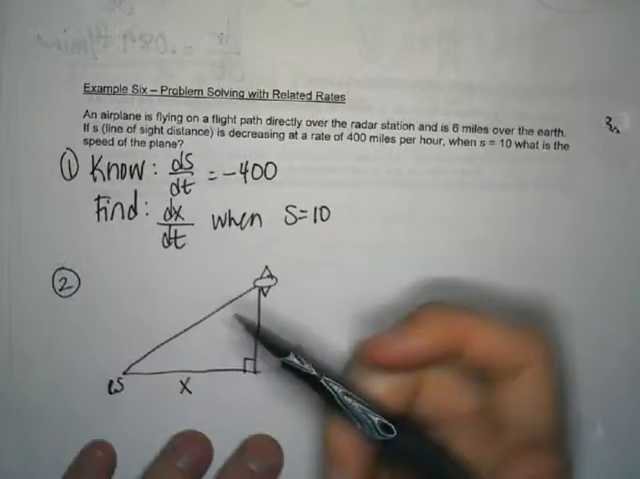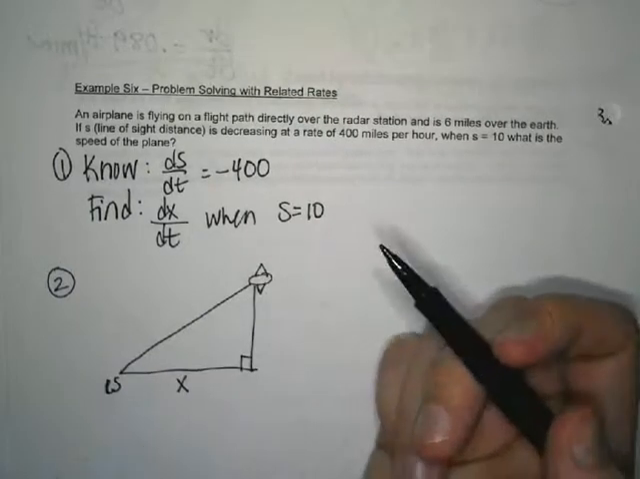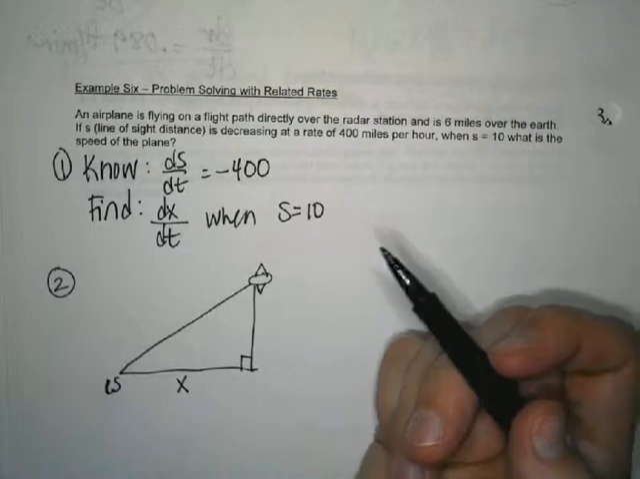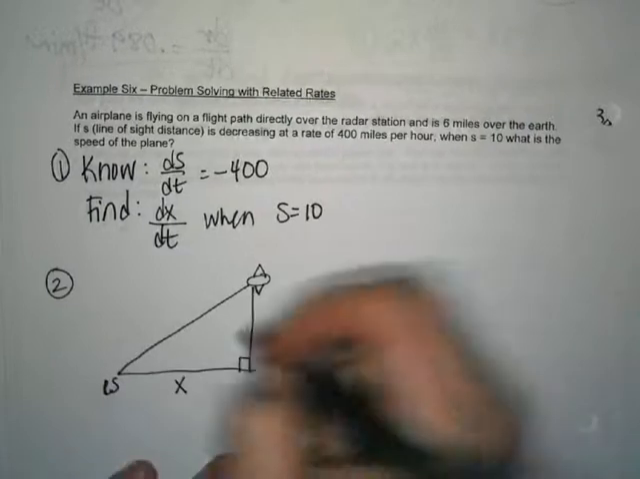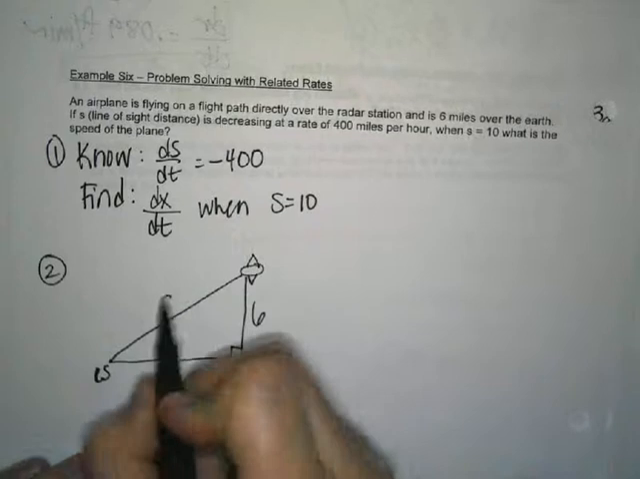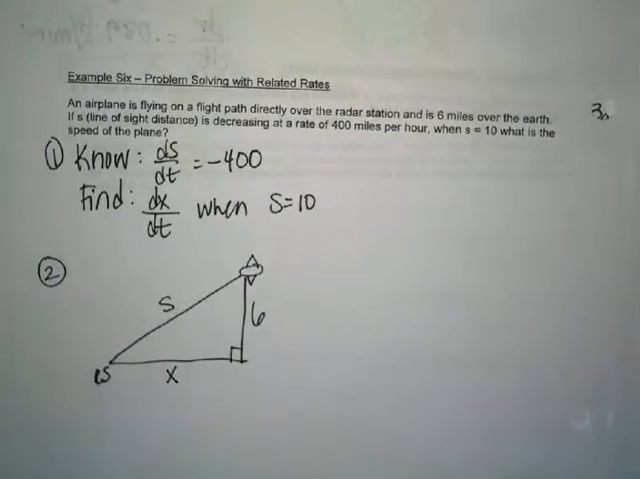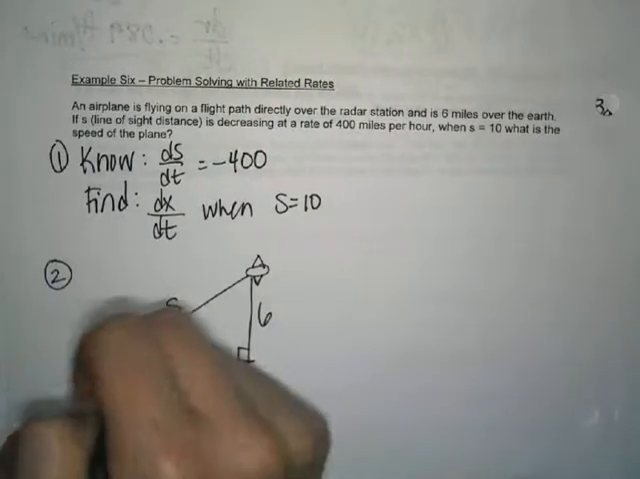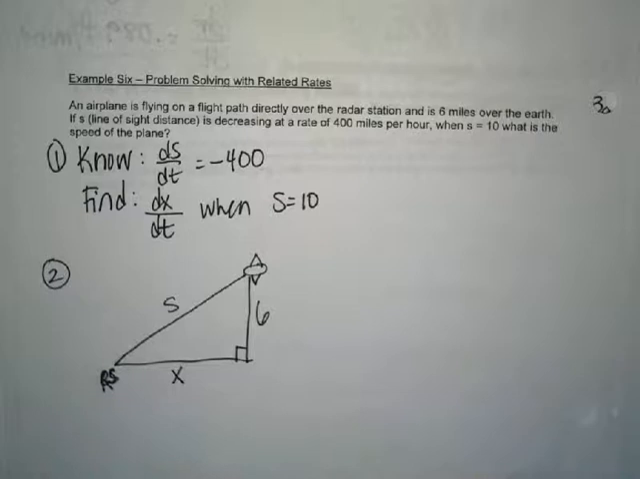And then what's the thing I can label with a number? There's something that isn't changing. 6, and it's 6 miles over the Earth. And then the other variable they give me is S, for the line of sight distance. RS, radar station. Or you can draw a little person observing out of the radar station.